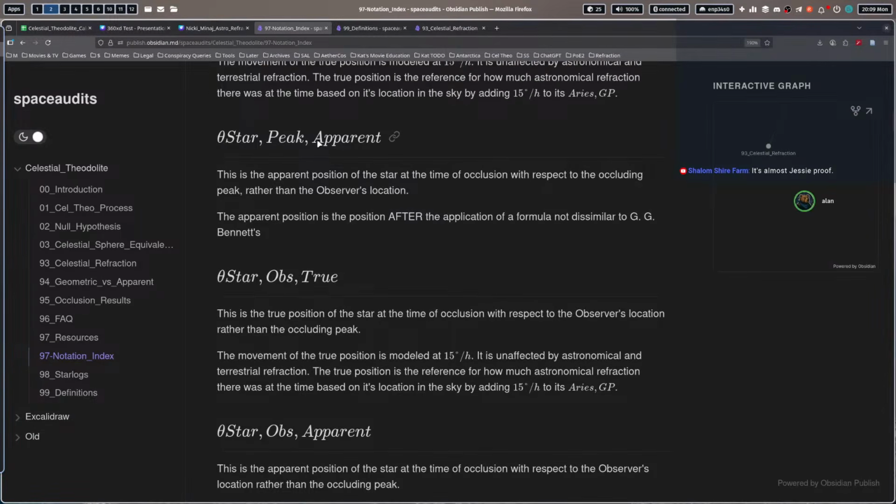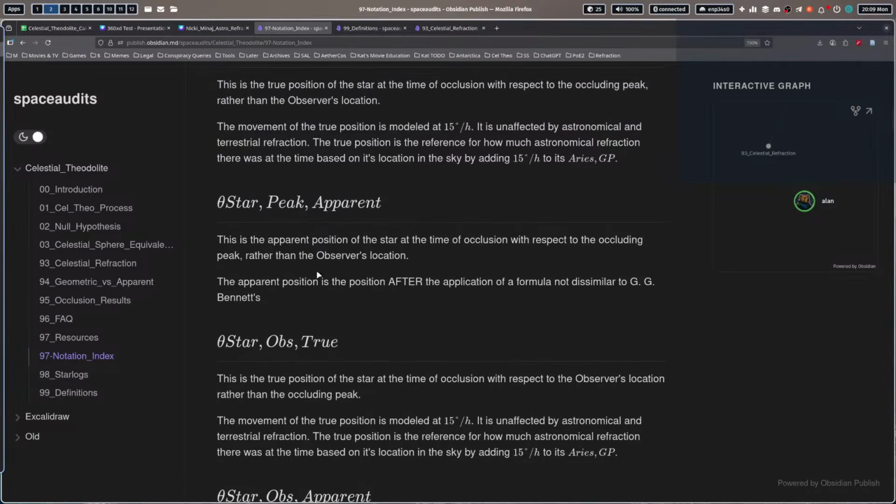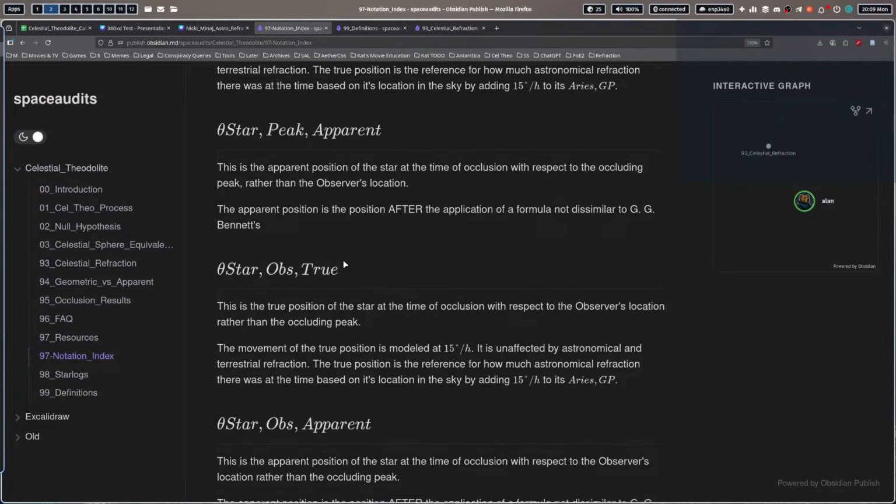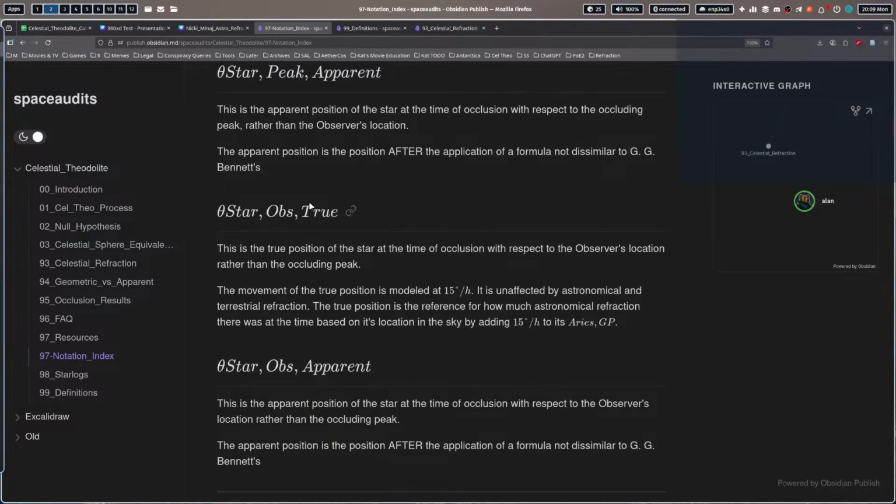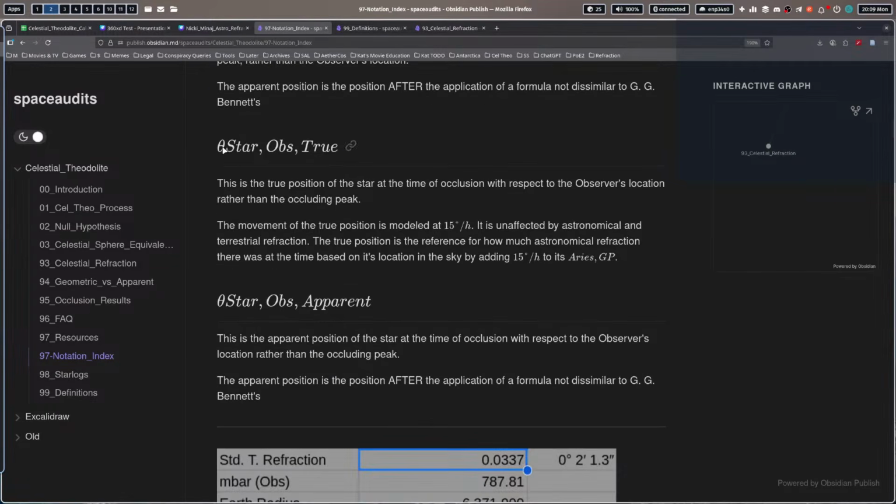The theta star peak is the apparent position, that's just the refracted position that we're all familiar with. Now, the angular separation between the true position and the apparent is due to astronomical conditions, and that amount of difference is the astronomical correction, otherwise known as astronomical refraction. Star observer true: this is where the true position of the star is with respect to the observer location.